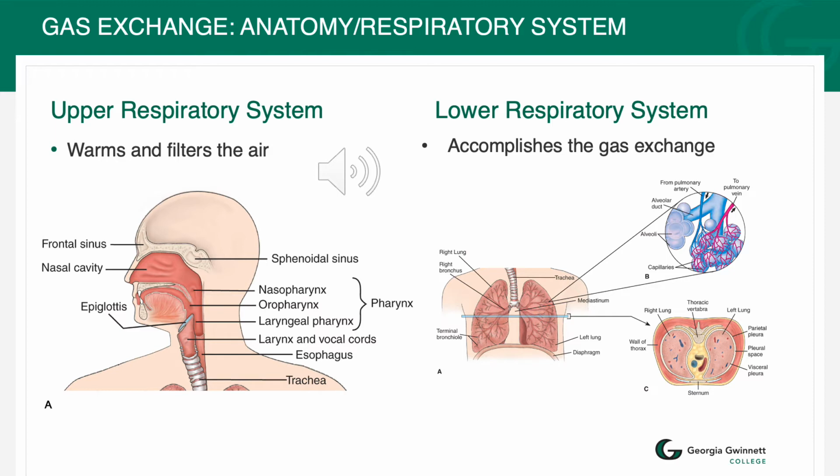Note here also that in the picture on the left, you can see your trachea, and the esophagus is right behind the trachea. That's really important in nursing care to make sure you're aware of that anatomy because of the risk of aspiration. And on the right-hand side, you're looking at the lower respiratory system, and that is where the gas exchange takes place, specifically in the alveoli, and we'll talk more about that. But I just want you to have an overview of the anatomy.